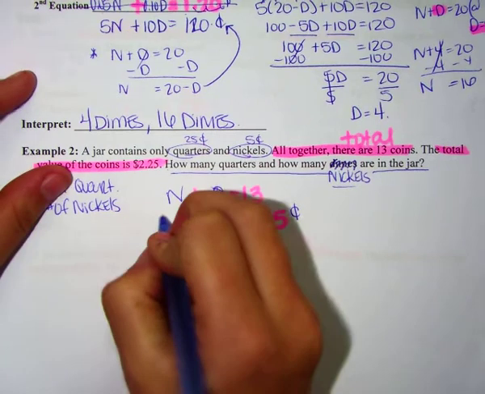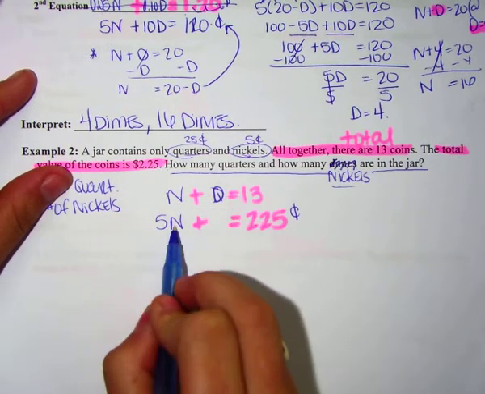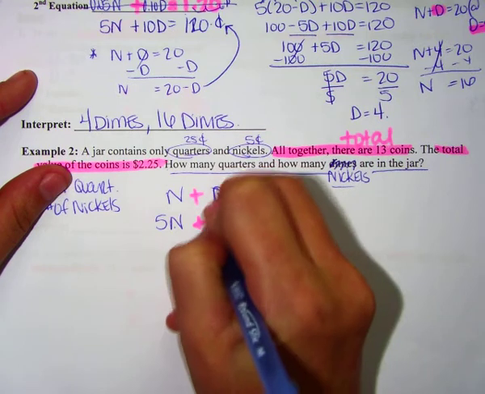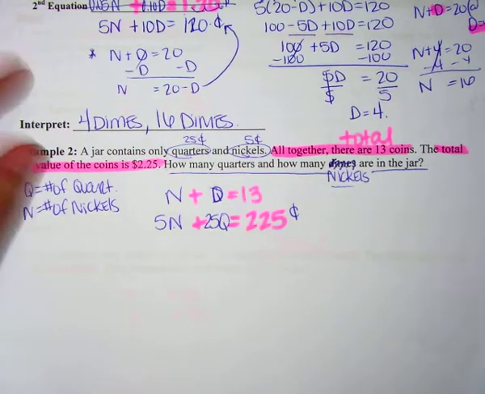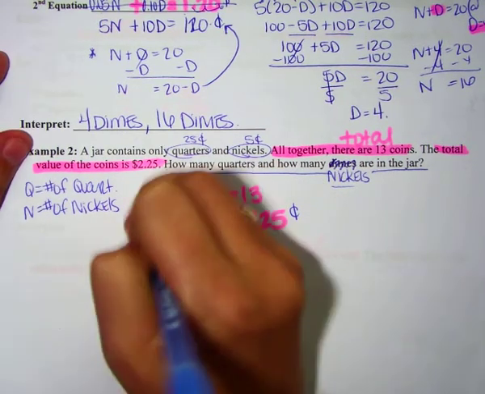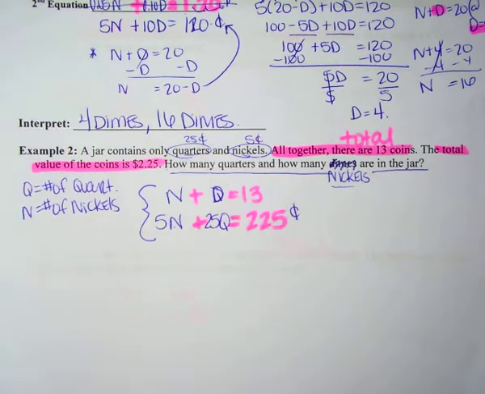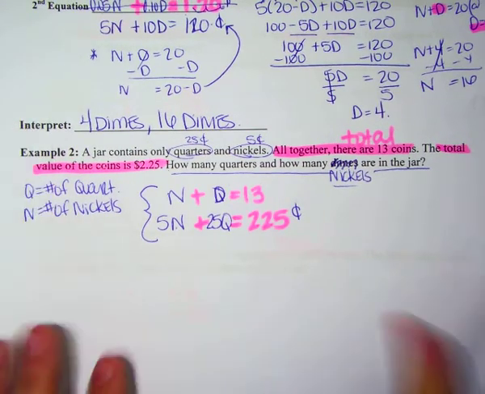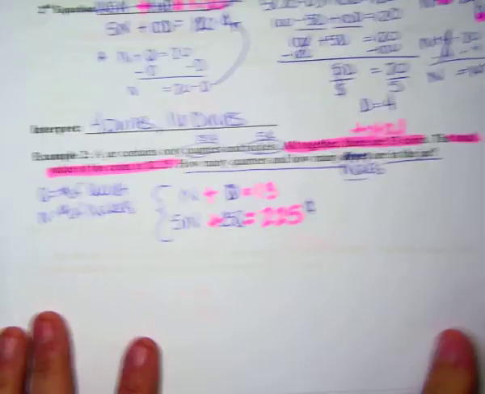So each nickel is worth 5 cents, 5 times N. Each quarter is worth 25 cents, 25 times Q. Here's my system. So if you'd like, please feel free to solve it. I'm going to move on and do one more example.